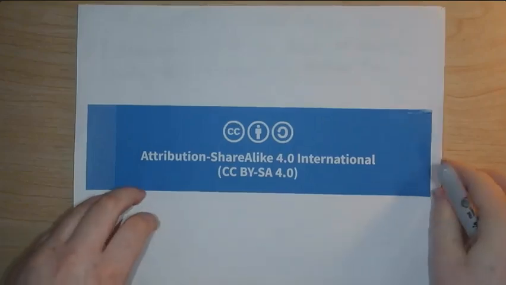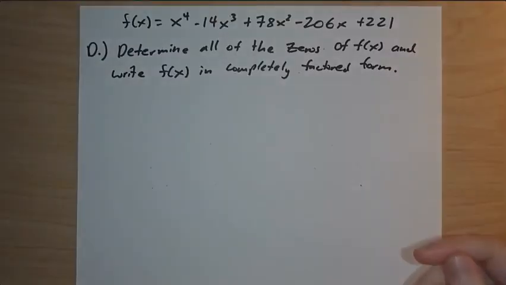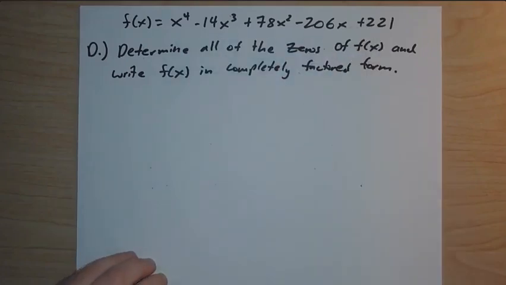This is Lab 25, Example 3, Part 2. We want to do Part D. We want to determine all of the zeros of f of x and write f of x in completely factored form. We have f of x up here.